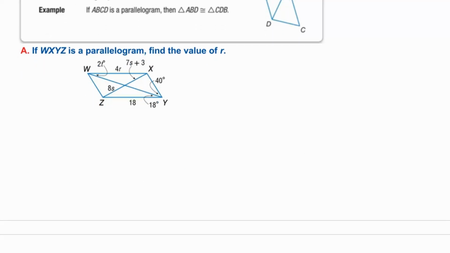We also know that if it's a parallelogram, then each diagonal separates the parallelogram into two congruent triangles. So they're telling us this figure is a parallelogram, and we want to find the value of R. So we need to locate R on the diagram. We have 4R right here. So 4R is the length of the side WX, which is congruent to the side ZY. So 4R equals 18, and R would equal 4.5.